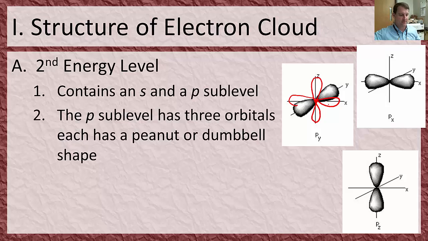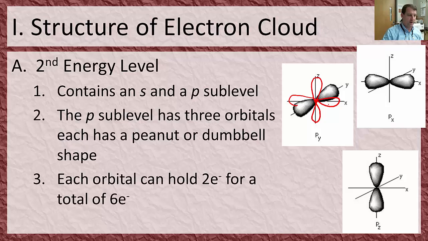It has 3 orbitals, and just like any other orbital, each one can hold 2 electrons. So there's a total of 6 electrons in a P sublevel. 2 electrons along here, 2 along here, 2 along here. And those electrons just bounce back and forth and share that region. Total of 6 electrons. I'll write that right here. So 6 electrons from the P plus 2 electrons from the S, for a total of 8 electrons in the second energy level.